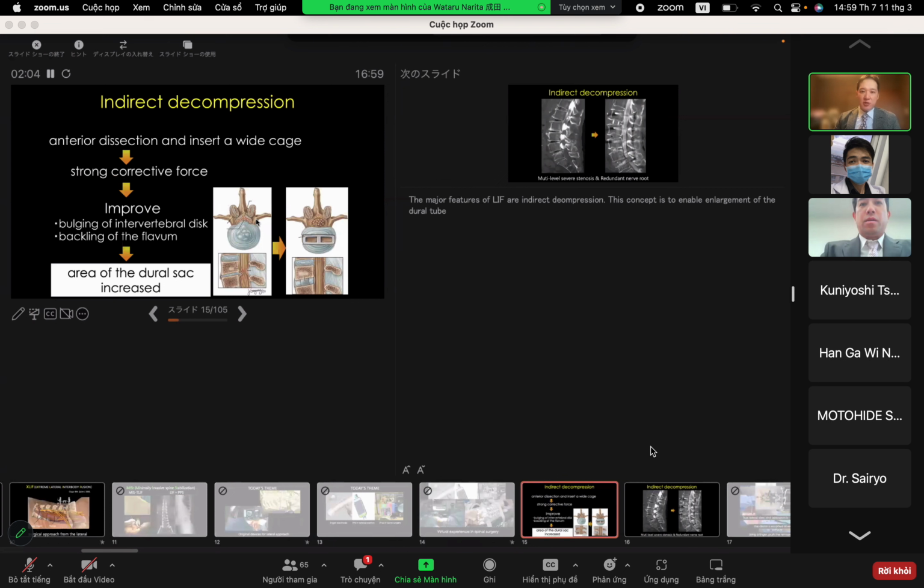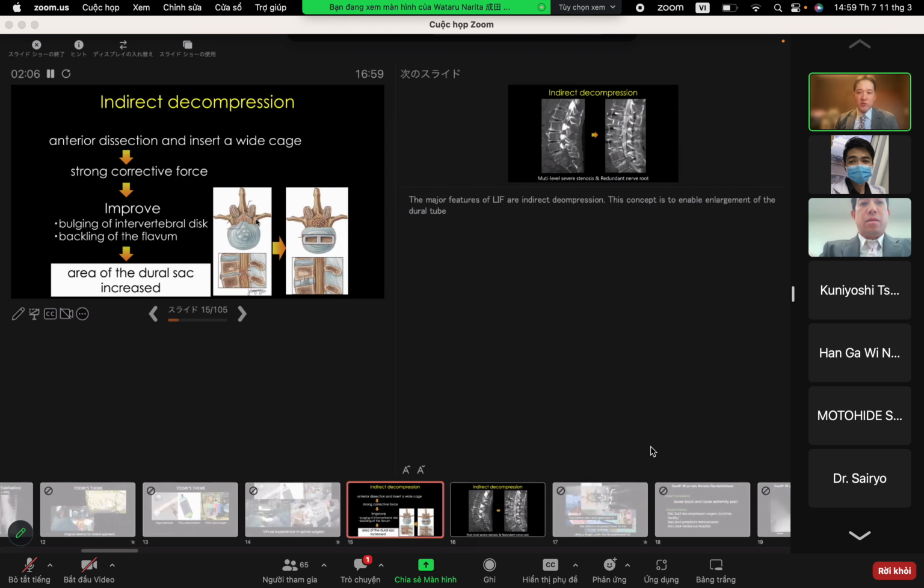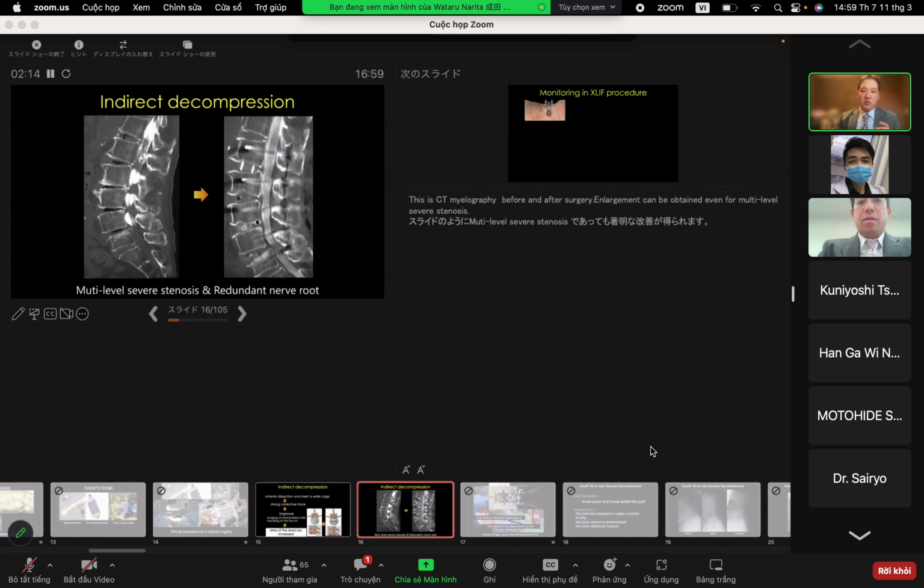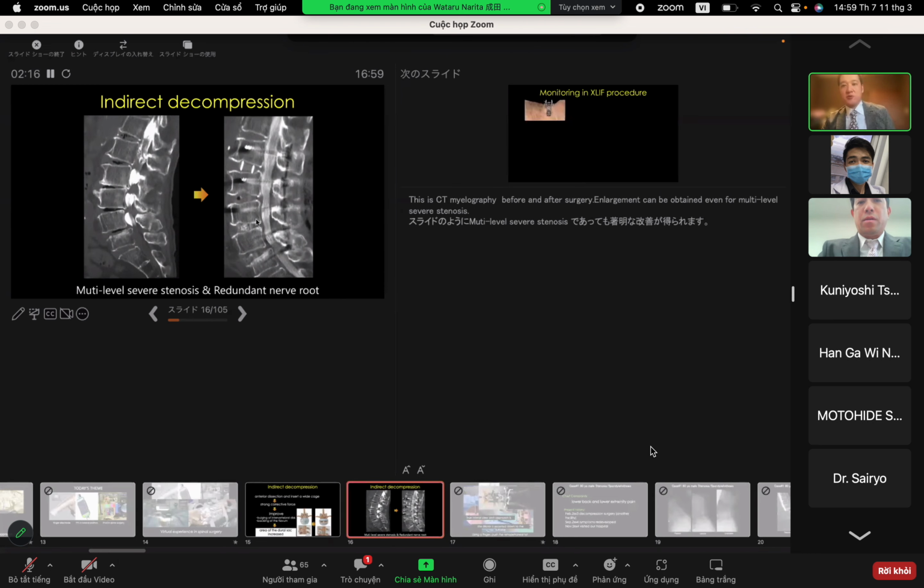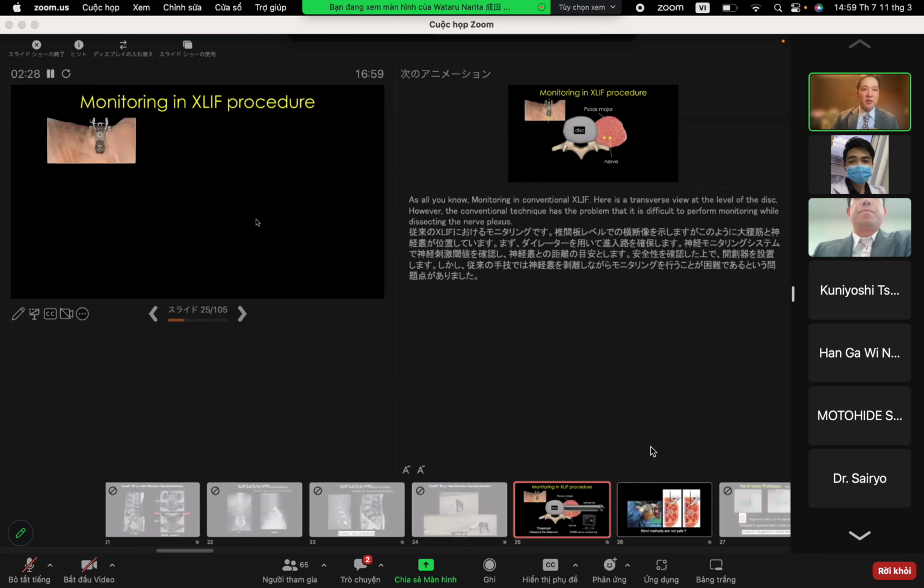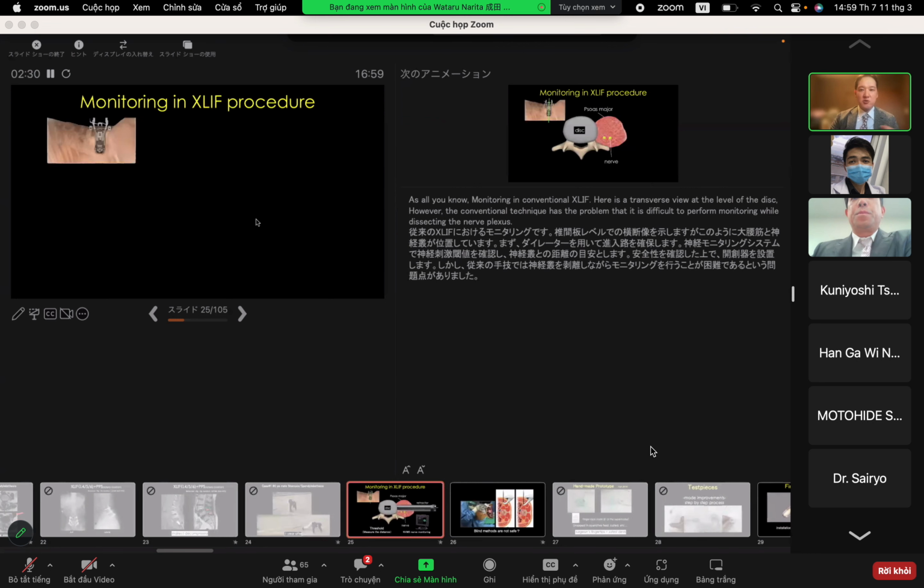And so, decompression is a feature of LLIF, and this is the concept to enable enlargement of the dural tube. And so this is CT myelography before and after surgery. And so enlargement can be obtained even for multiple severe stenosis like here. This is a case from 7 years ago. Monitoring exposure is here, as you already know.